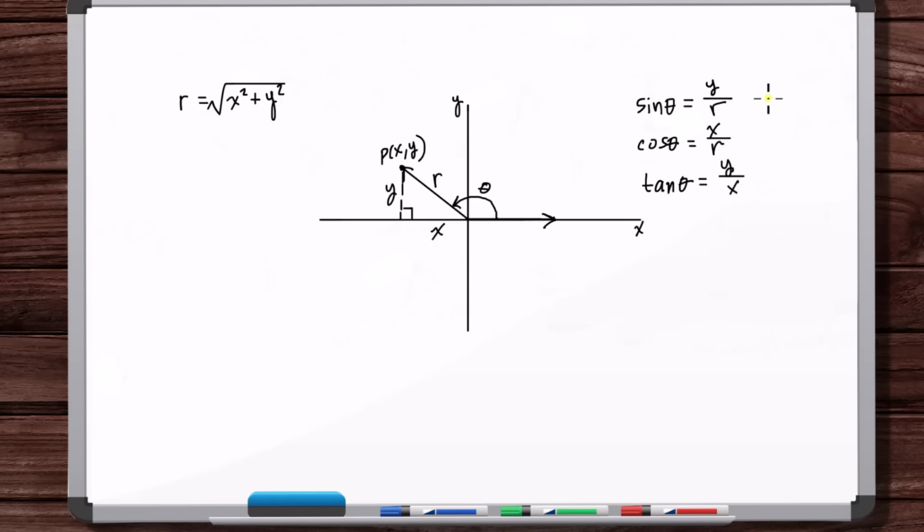All right, then the cosecant of theta, the reciprocal of sine, is r over y. The secant of theta is r over x, and the cotangent of theta is x over y. Okay, so now here is the complete definition of trig functions. With this, you can think about the sine, cosine, tangent, cosecant, secant, and cotangent of any angle from 0 to 360 degrees, or negative angles, anything.